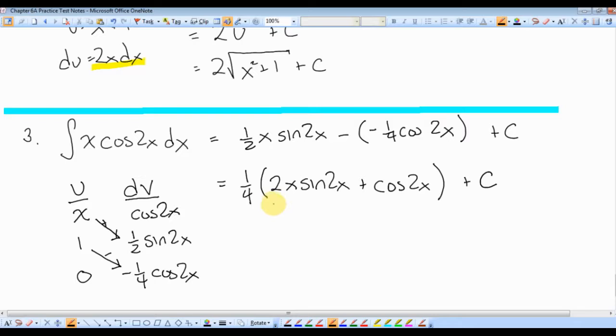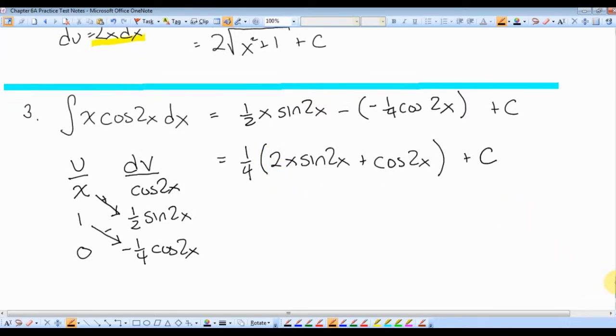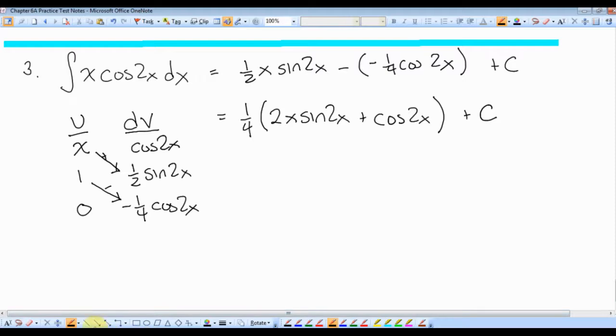Oh, hey, the answer didn't factor out the 1/4. I said if this is multiple choice, you're going to have to be able to recognize the answer regardless of whether or not you factor. Personally, I prefer that you factor.